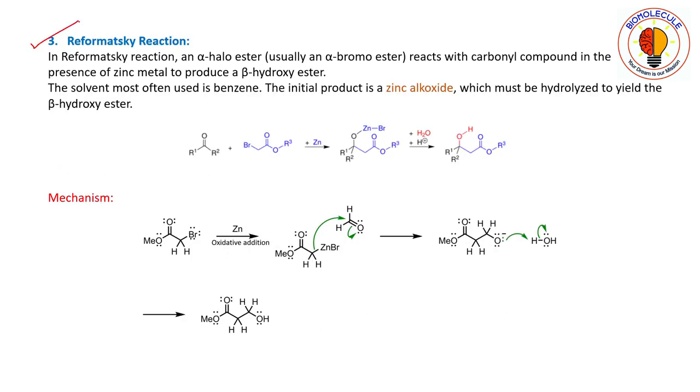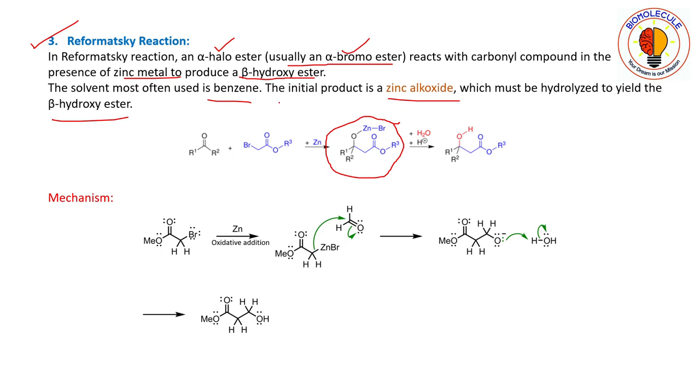So now moving to Reformatsky reaction. In Reformatsky reaction, an alpha halo ester, usually an alpha bromo ester. This halo portion, in Reformatsky reaction, we usually take as a bromo compound. So the alpha halo ester reacts with a carbonyl compound in the presence of zinc metal to produce a beta hydroxy ester. The solvent most often used is benzene. The initial product is zinc alkoxide, which must be hydrolyzed to yield beta hydroxy ester.